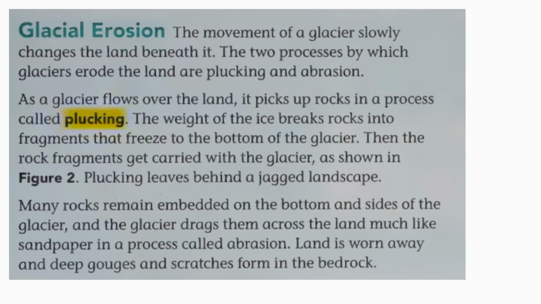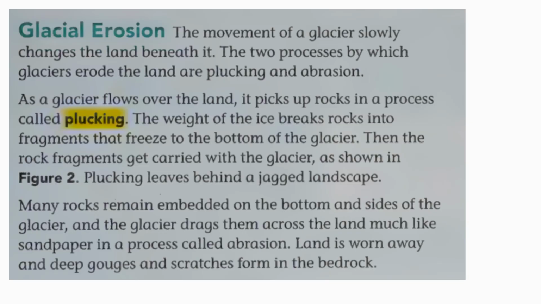Glacial erosion. The movement of a glacier slowly changes the land beneath it. The two processes by which glaciers erode the land are plucking and abrasion. As a glacier flows over the land, it picks up rocks in a process called plucking. The weight of the ice breaks rocks into fragments that freeze to the bottom of the glacier. Then the rock fragments get carried with the glacier, as shown in Figure 2. Plucking leaves behind a jagged landscape.